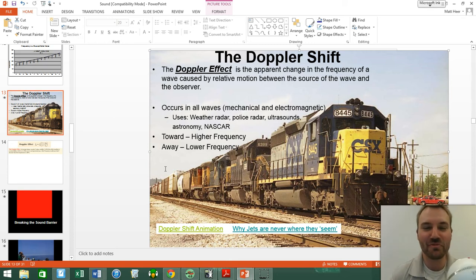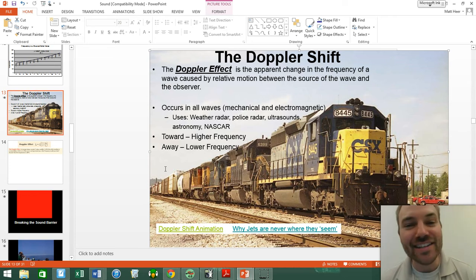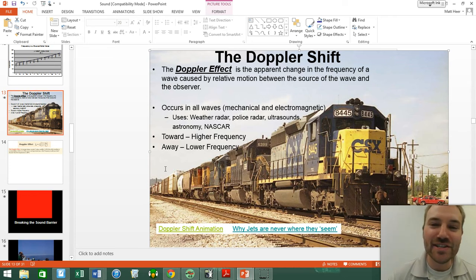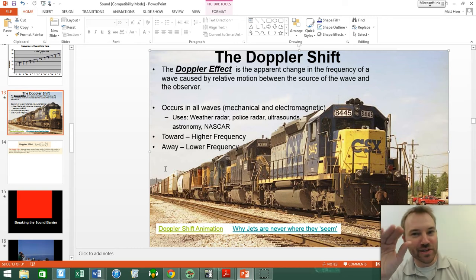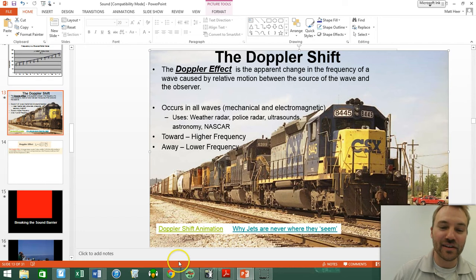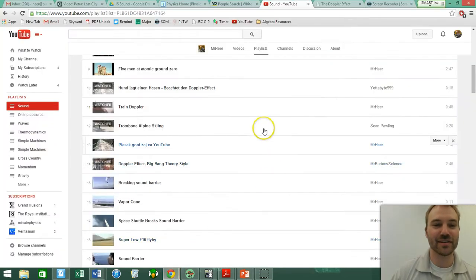Hello, and welcome to 15.1, Part 2, which is entitled The Doppler Shift. Now, the Doppler effect is an apparent change in the frequency of a wave caused by relative motion between the source of a wave and the observer. The frequency changes when there's relative motion between the source, whatever's giving it off, and the observer. Allow me to show you.